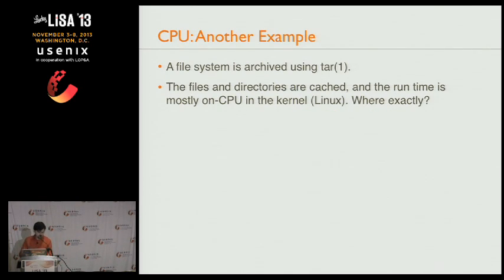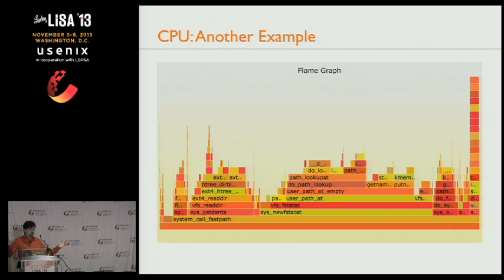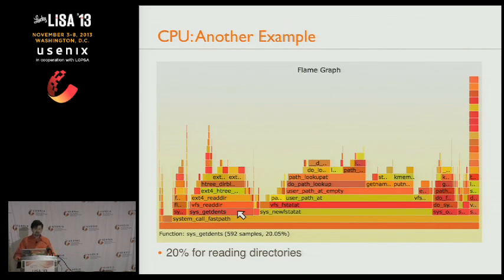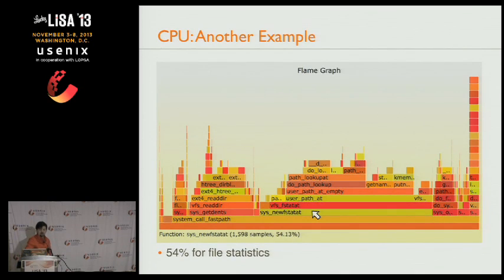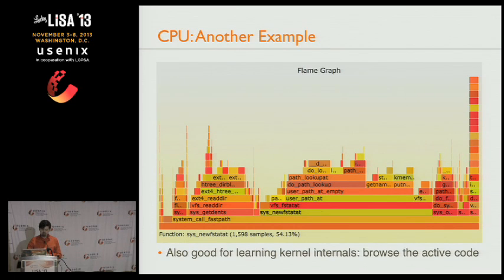So as another example of CPU profiling, a file system is archived using tar. The files and directories are cached, and the runtime is mostly on CPU and in the kernel, Linux, where exactly? Just like Bill Joy was trying to figure out when he was developing the TCP/IP stack for BSD, where is the time spent? There's the flame graph. I've sampled the kernel. I can see by mousing over, 20% of time is in sys_getdents for reading directories. 54% of time is doing file statistics, newfstatat. Great.